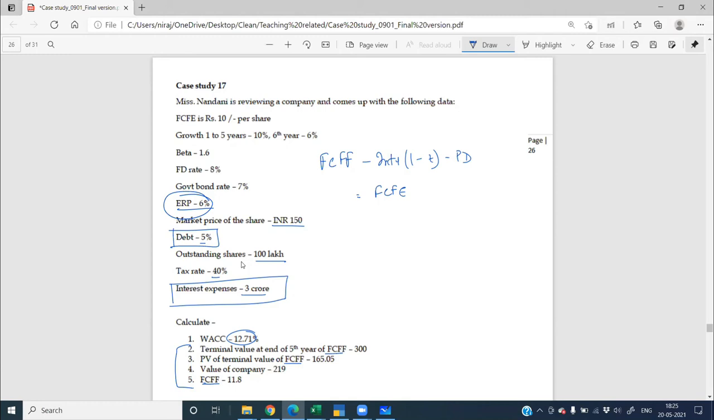My FCFE that has been given to me as 10 rupees per share. In this, I will add back interest into 1 minus tax. So वो कितना दिया हुआ है मेरे को interest into 1 minus tax? दिया हुआ है 33 into 1 minus 40%. So if I multiply this, I will get a FCFF of 11.8 crores. Is this calculation understood by everyone? How I have calculated FCFF?